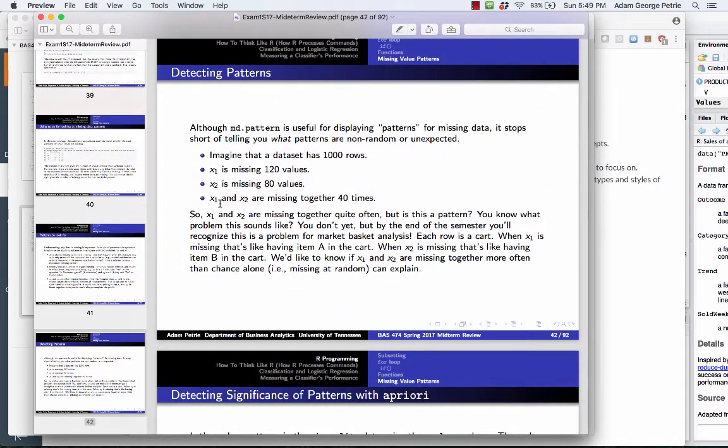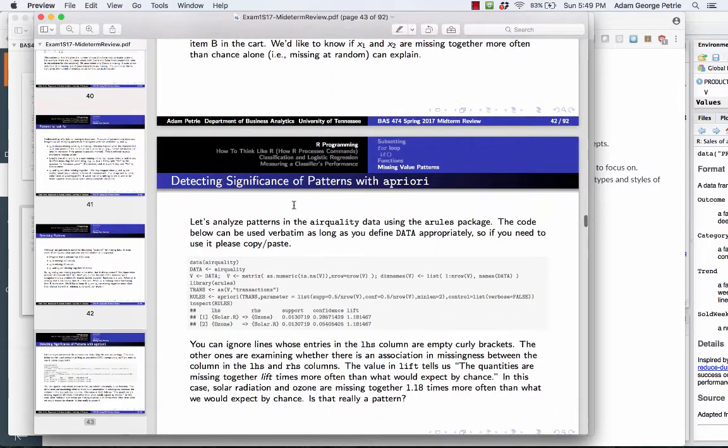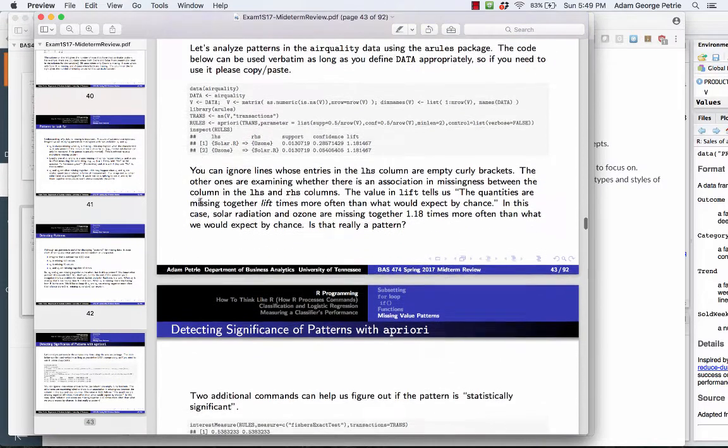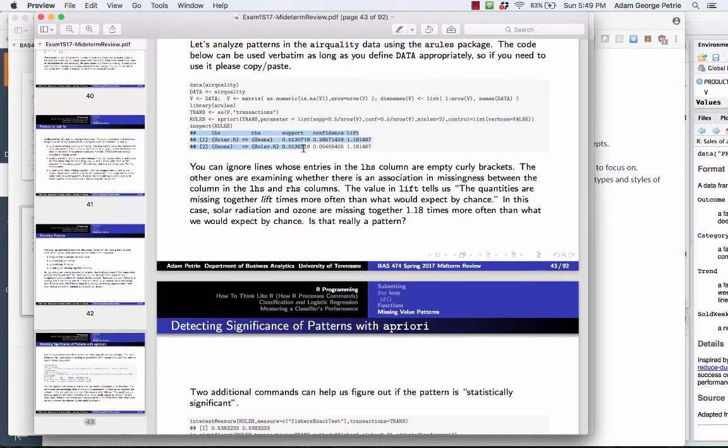One thing that we did talk about, though, is determining whether or not patterns were statistically significant, and basically what different rules for missingness look like. So we used this arules package, we ran some code, and we came up with output that looked like this, basically a list of rules that told us something about patterns in missingness. And this is something that I'm going to hold you responsible for on the in-class midterm here.